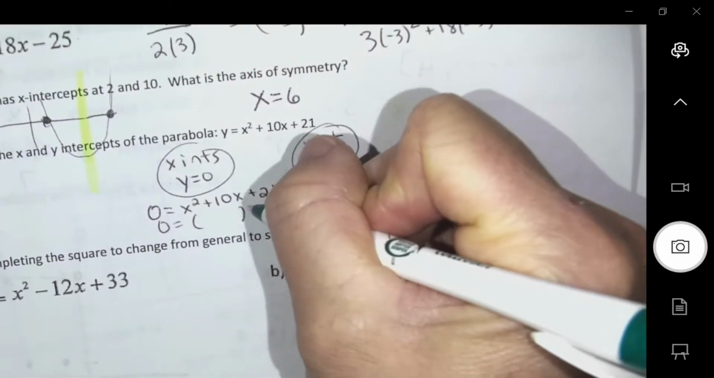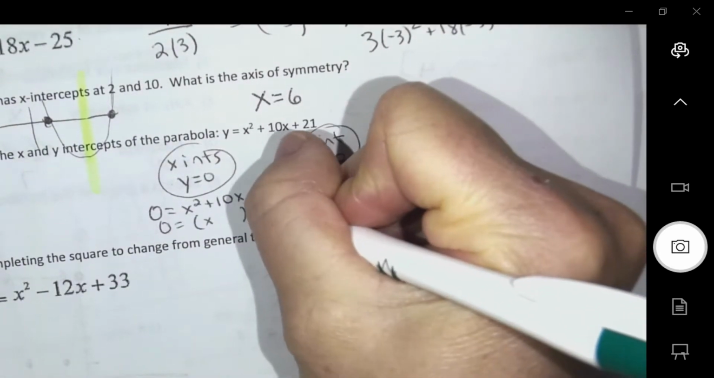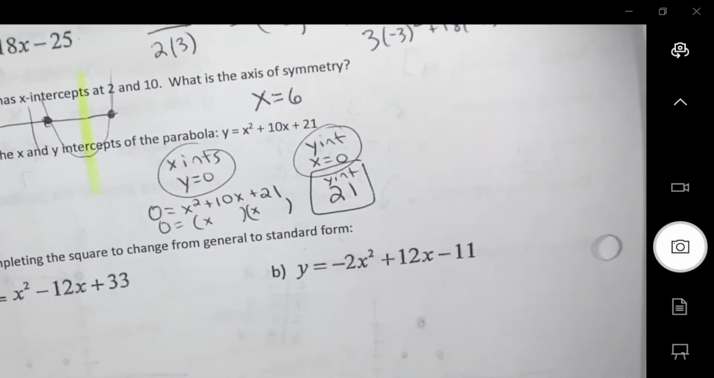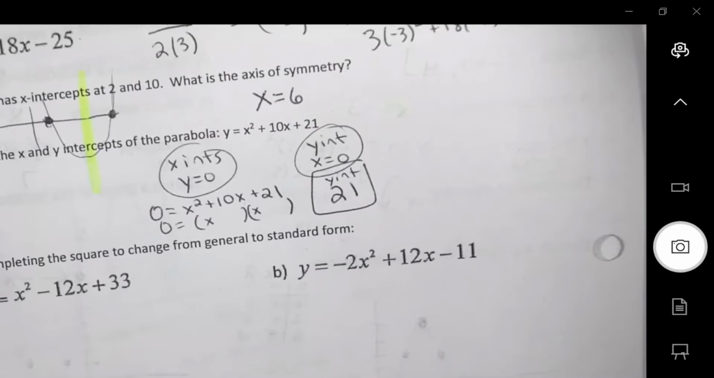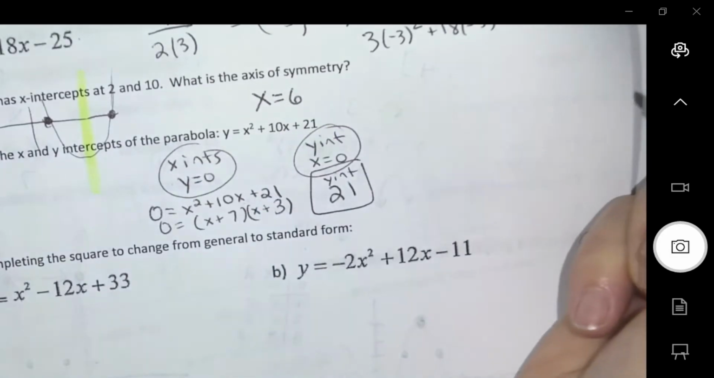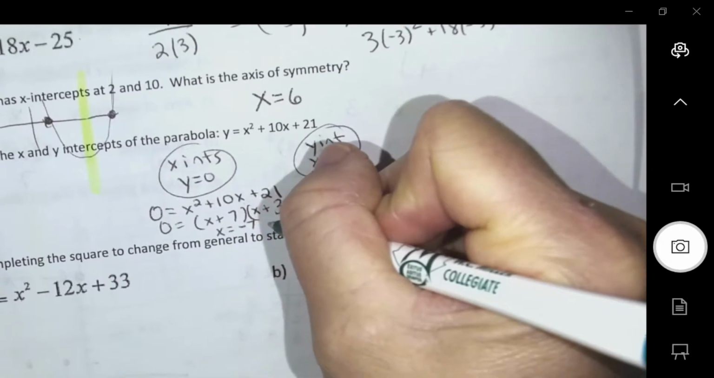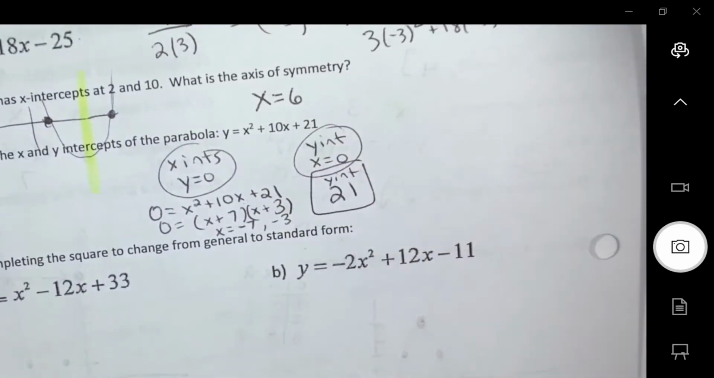Foil. I thought you were going to say foil. Foil's when you do the opposite. Factor. Yeah. Foiling and factoring are the complete opposite processes of each other. So this is factoring. If I wanted to FOIL my factors out, I would just get back and forth. 21 is 7 times 3, plus plus. So my x-intercepts are negative 7 and negative 3.